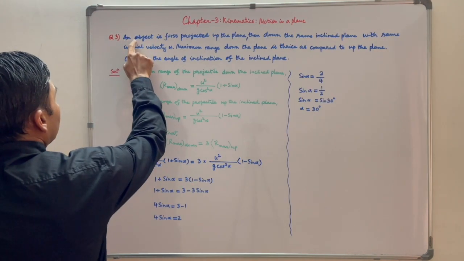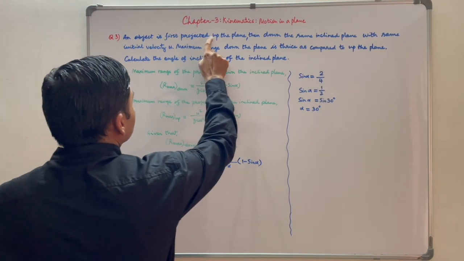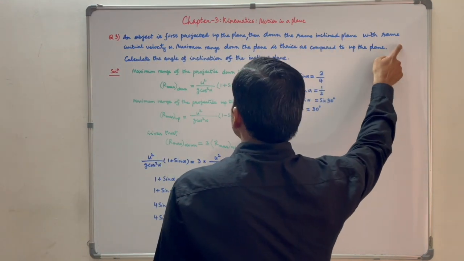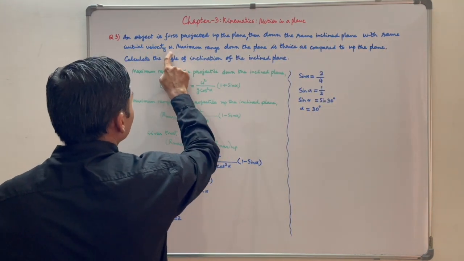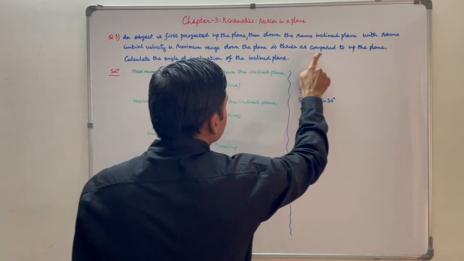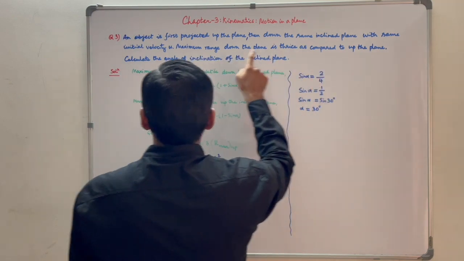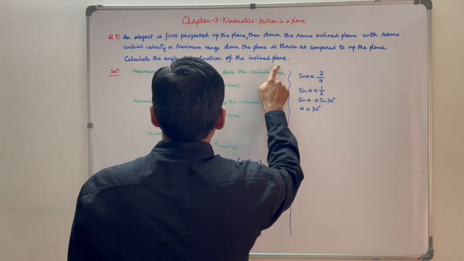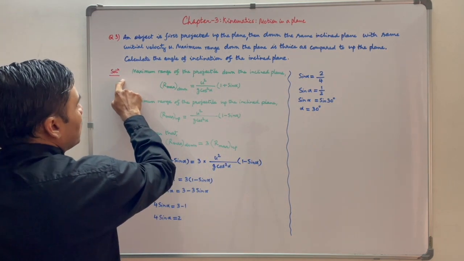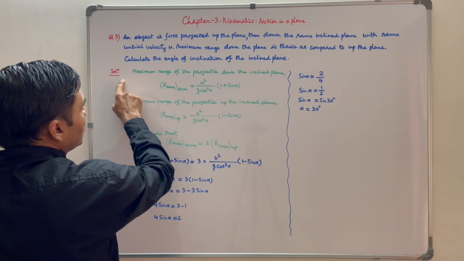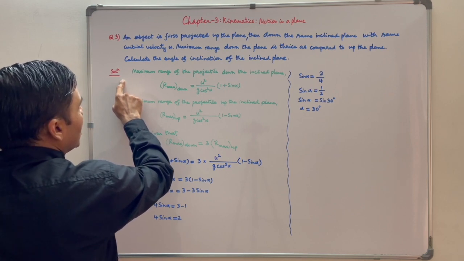Third question: an object is first projected up the plane, then down the same inclined plane with the same initial velocity u. Maximum range down the plane is thrice as compared to up the plane. Calculate the angle of inclination of the inclined plane. So if you know the formula, it can be done within seconds. And if you don't know the formula, then it will take some time to figure out the formula.